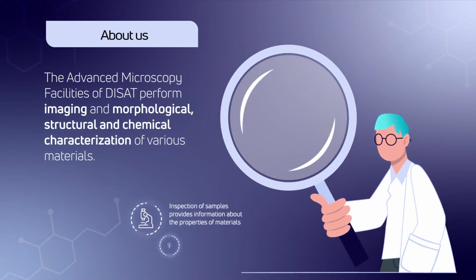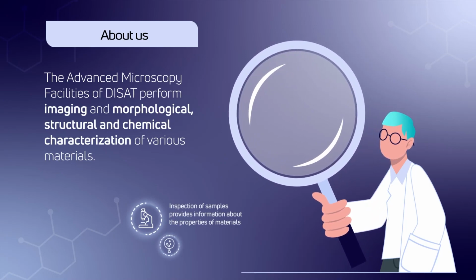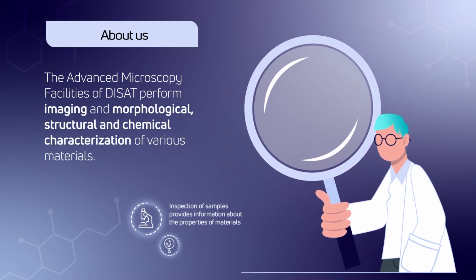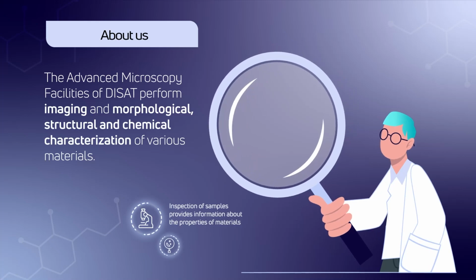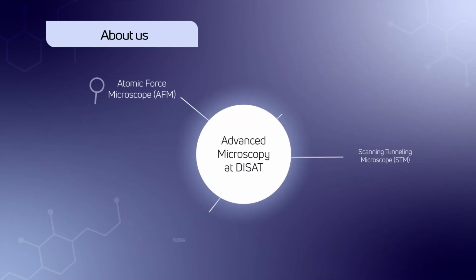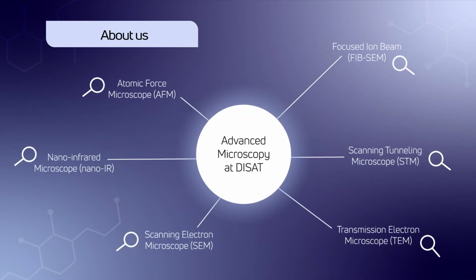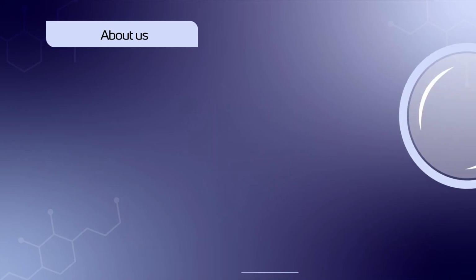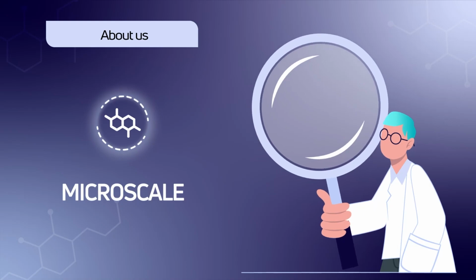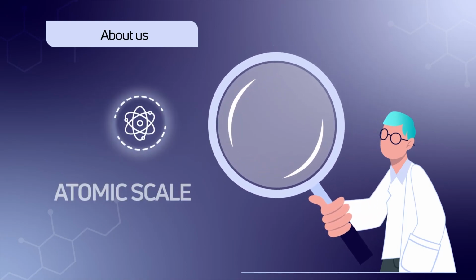The advanced microscopy facilities of DISAT perform imaging and morphological, structural and chemical characterization of various materials. Our equipment consists of atomic force microscope, nano-infrared microscope, scanning electron microscope, transmission electron microscope, scanning tunneling microscope and focused ion beam. Our microscopes operate at microscale, nanoscale, and atomic scale.